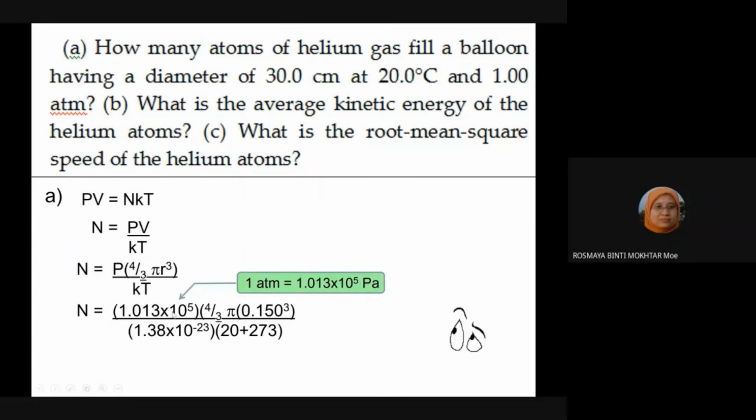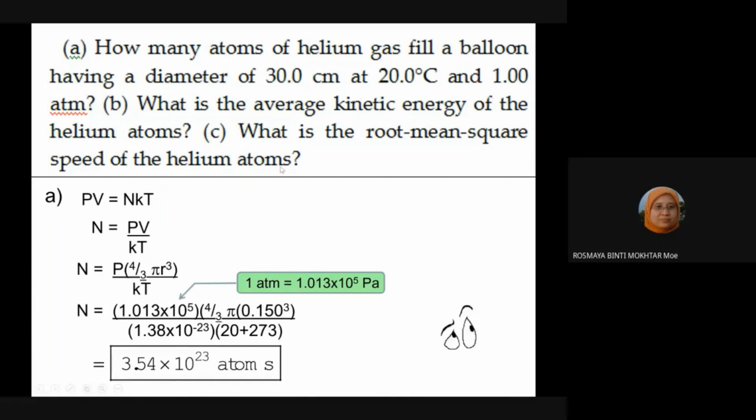So we use SI unit. And then the 4 per 3 pi r cubed. The balloon is in the sphere shape, so the diameter is 30 cm, so the radius will be 15 cm. Convert to meter, it becomes 0.150 meter. And then the Boltzmann constant is 1.38 times 10 to the power of negative 23.